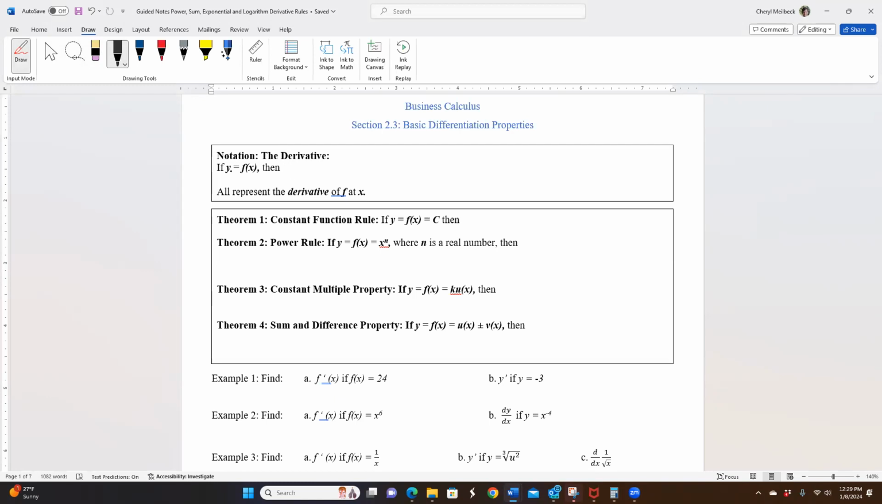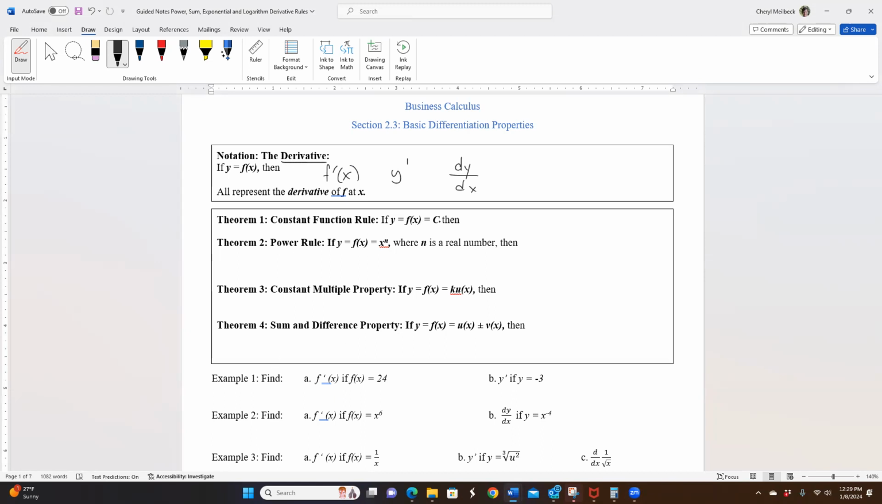So if we have a function defined as y equals f of x, then we could either talk about the derivative as being f prime of x or y prime of x, or sometimes they use the notation dy dx. All three of those things mean you're finding the derivative. Now let's look at some rules for how we take the shortcut of the derivative.